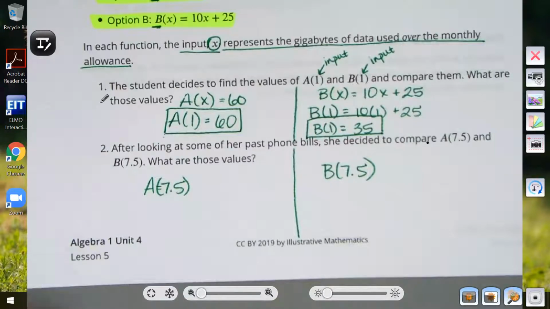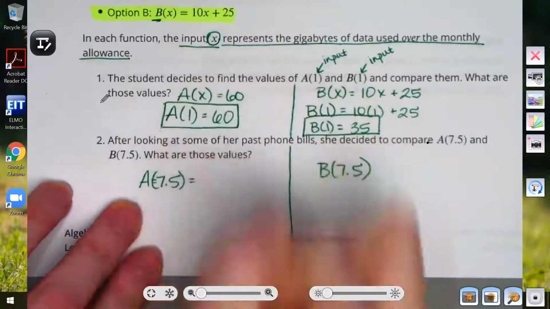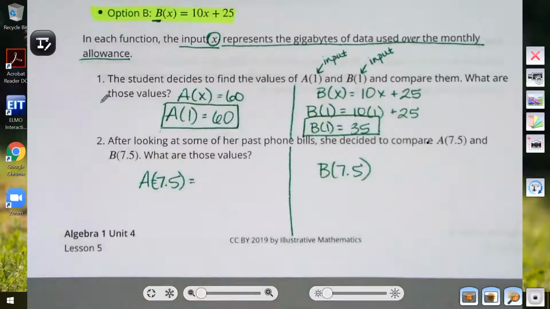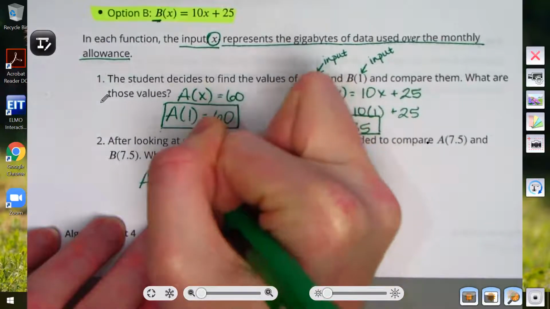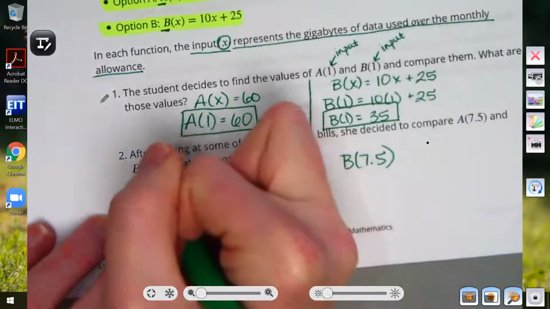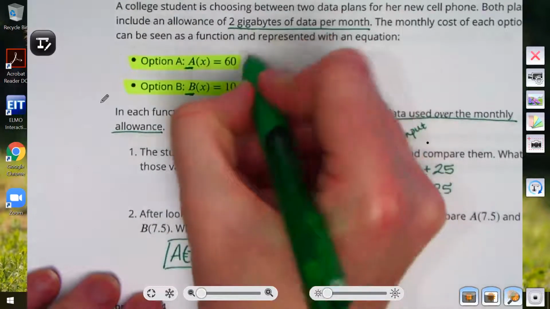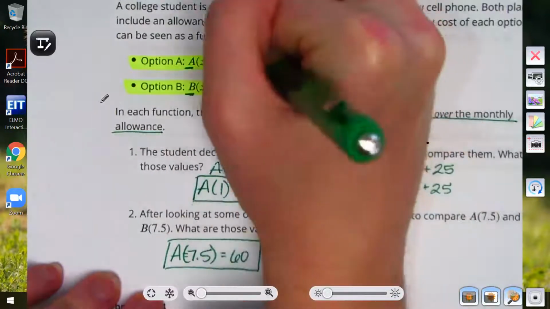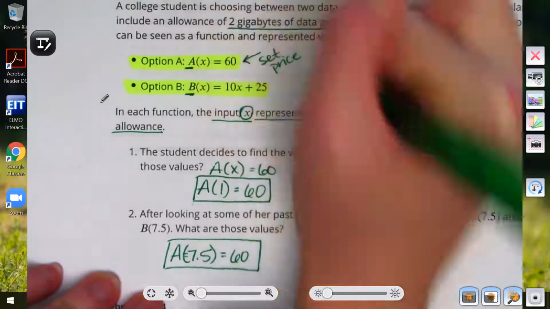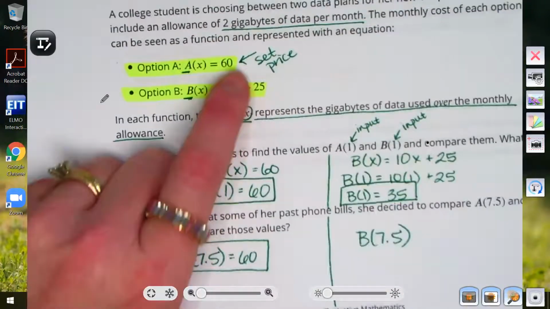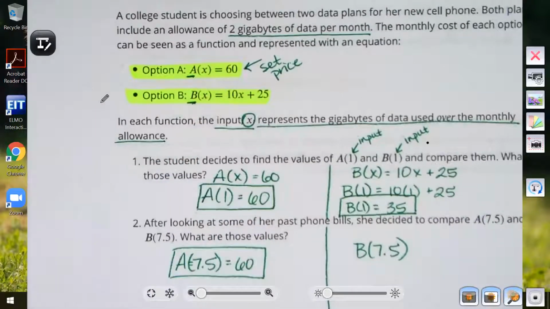All right, so for option A, if this college student goes 7.5 gigs over her monthly allowance of 2 gigs, what is she going to be paying? 60. Okay, because according to her function, it's pretty much just a set price. It's not changing. There's no operations happening to that 60. It's just constant.